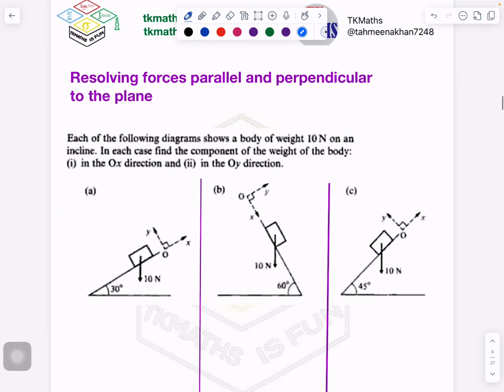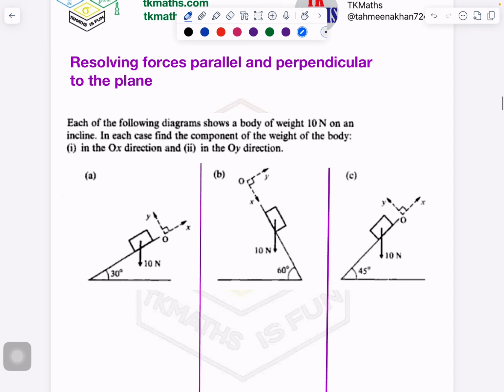Now this one is about parallel and perpendicular to the plane, which is mostly asked in the past paper questions. Again, parallel to the plane is called OX, you can see here, and perpendicular to the plane is called OY. So this is parallel to the plane and this is perpendicular to the plane. So let's do part A. What is the question saying? In each of the following, find the component of the weight of the body.